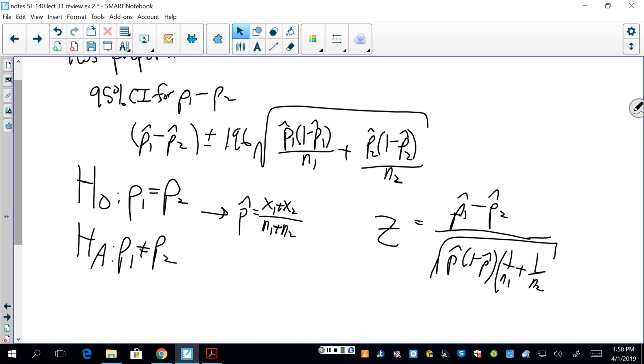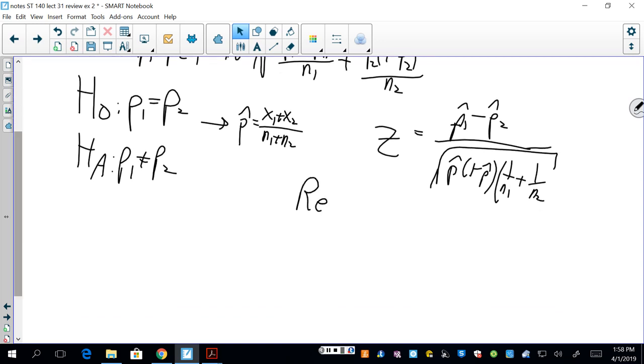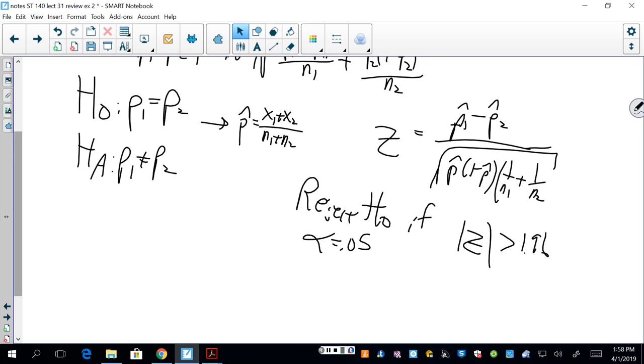And we reject the null hypothesis at a 5% significance level if the absolute value of that is bigger than 1.96. That is, if the z value is greater than 1.96, or the z value is less than negative 1.96. It's out in the tails of the normal, kind of unusual. So those are the formulas for the two proportions. Did you have a question?